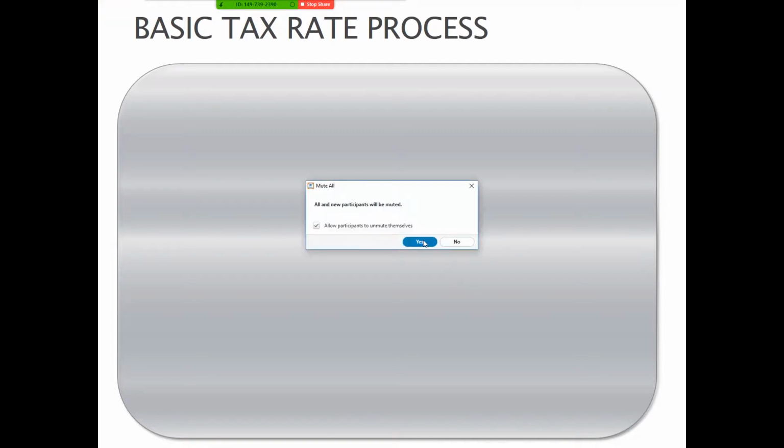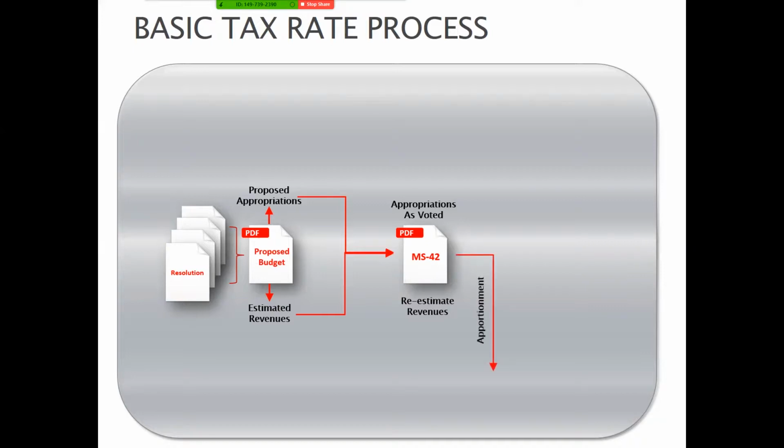So first, let's start with a basic overview of the tax rate setting process. It begins with your resolution drafting, which you now do in the portal. This gets combined into your proposed budget, which contains your appropriations and estimated revenues. This moves forward after your vote to the MS-42, your appropriations as voted, and your re-estimated revenues. This then goes out to the county apportionment, which then ties into the tax rate setting.